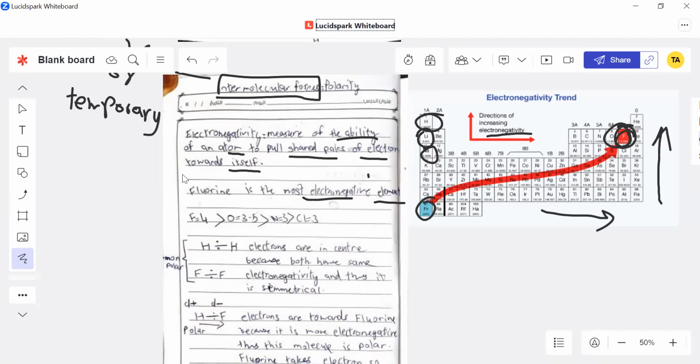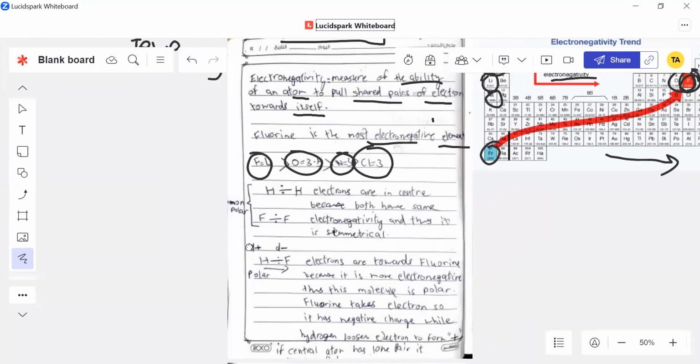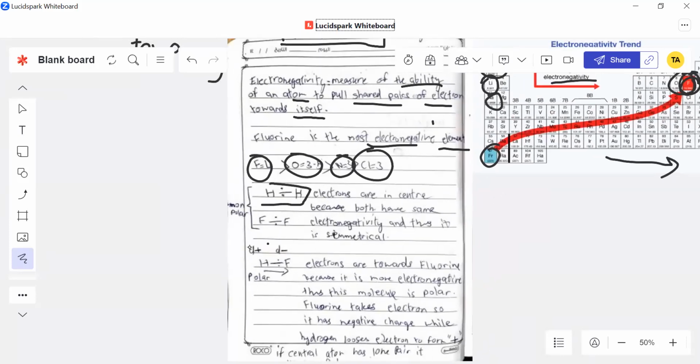Now, the electronegativity of fluorine is 4. Oxygen is 3.5, and nitrogen is 3. Chlorine is 3. So when two similar atoms form bonds, the electrons are in the center because both have the same electronegativity, and thus it will be symmetrical.